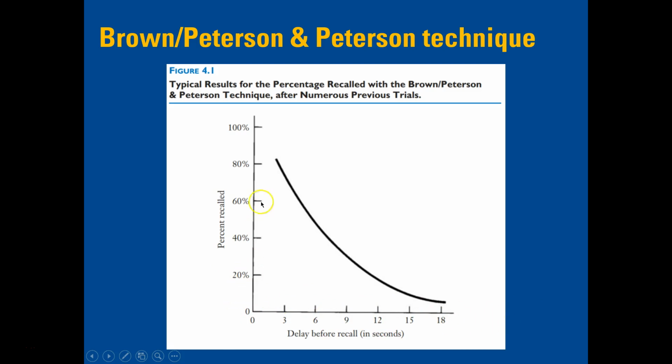And you can see here that the longer that the distractor was, the longer you were counting backwards by threes, or just in general, the time before you could actually write those words down. The longer that was, the less people tended to remember, right? The further we go to the right on the x-axis here, the lower we go on the y-axis.